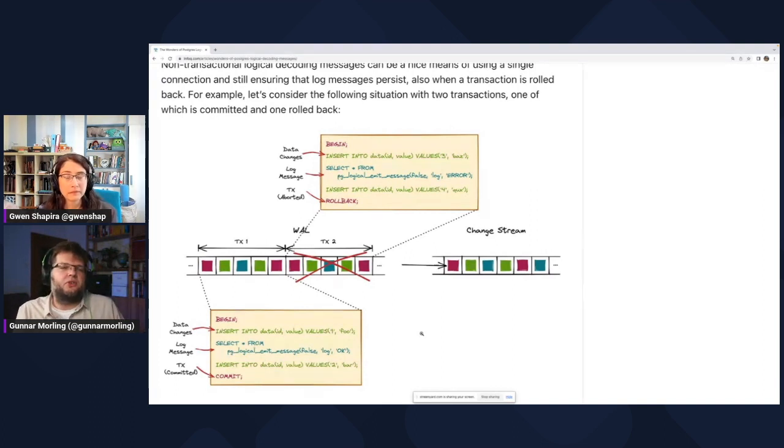But you still want to persist your log messages. You don't want to roll back your log messages which you write to the database, right? Because then you would not have them. And this is where those non-transactional logical decoding messages come into the picture.